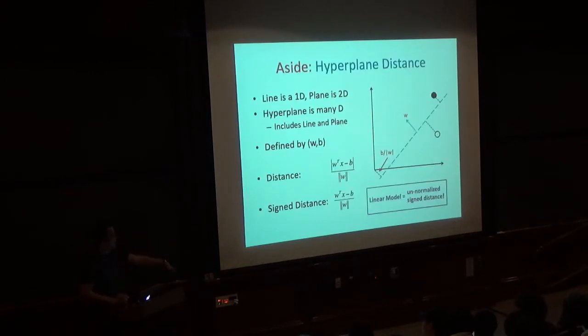Now, of course, this hyperplane can be very high dimensional. If D was 10,000 or a million, it's hard to visually think about what's happening. And so it can be a very high dimensional concept in practice.